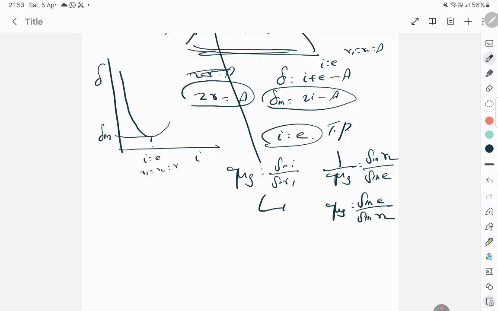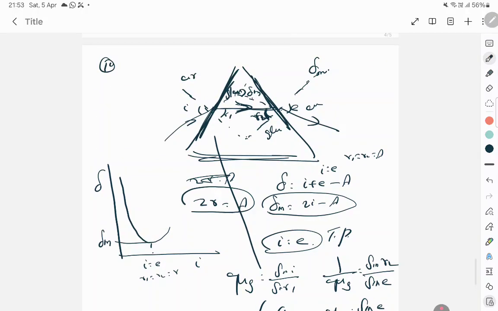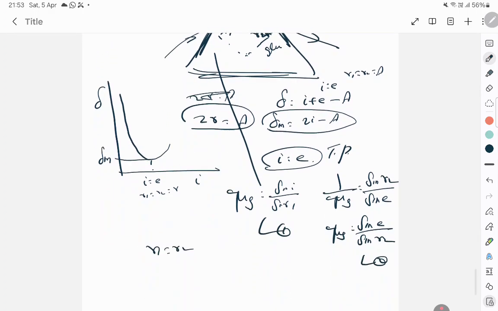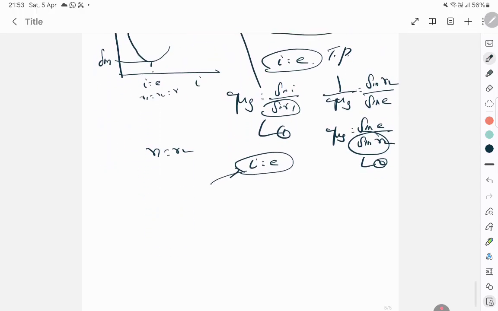This is your equation 1, this is your equation 2. But since you know R1 is equal to R2 for sure, because this ray is parallel to the base, that's a condition for this, right? R1 is equal to R2, then obviously sine R1 is equal to sine R2, therefore I is equal to E. So this is how I would do it, okay? So that completes this question.